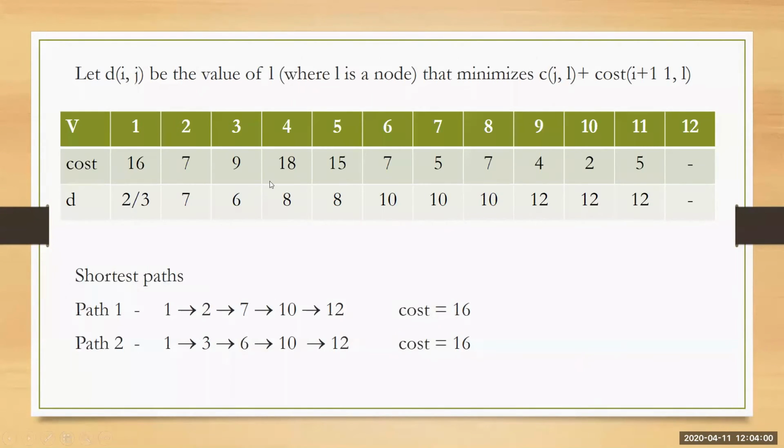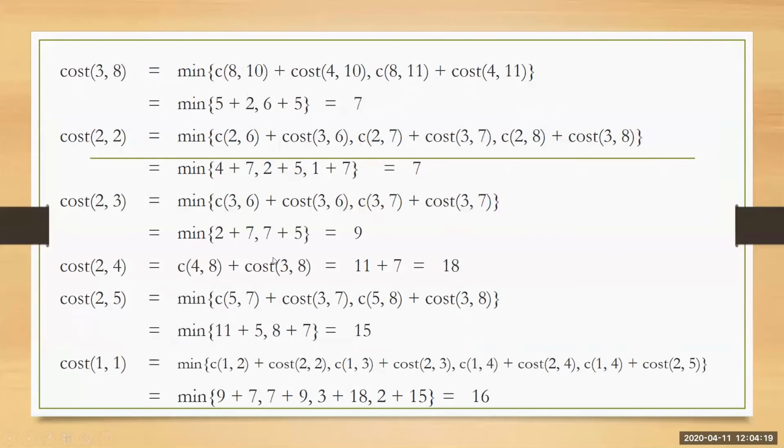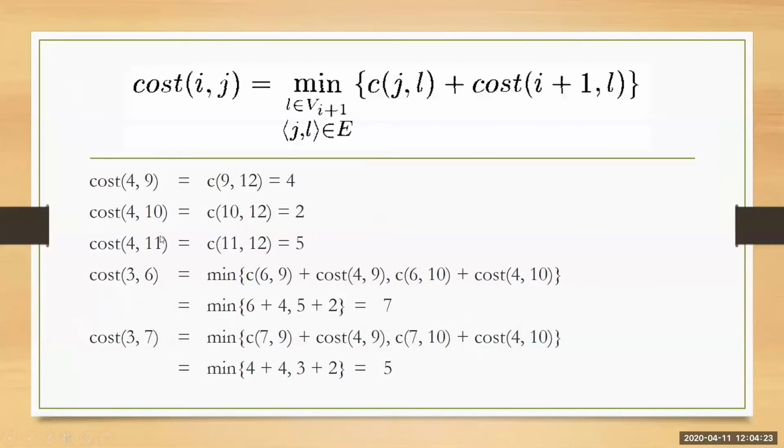So let us see how to fill this table. The first row is vertex V. The second one is cost, whatever cost you are calculating, so that you have to mention here. And D represents the destination here. For example, now in the previous step which you have calculated the cost of 9, 10 and 11. Cost of 9 is 4, cost of 10 is 2, cost of 11 is 5.